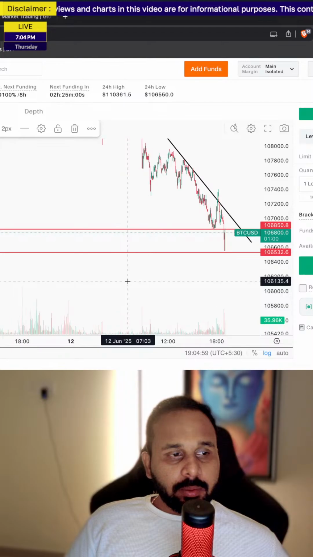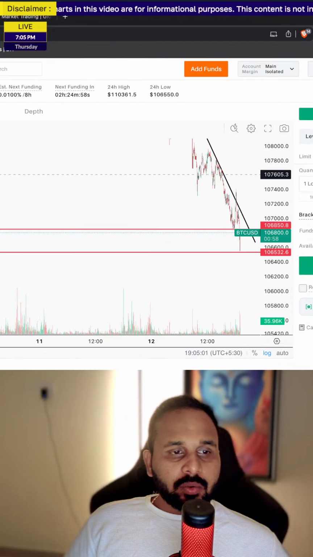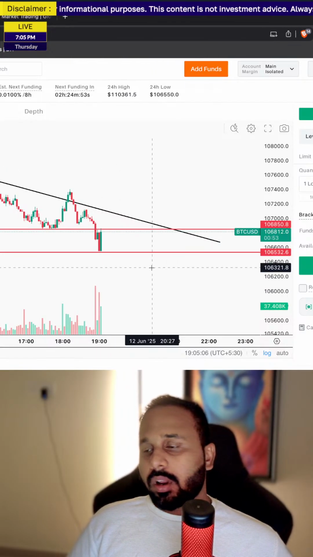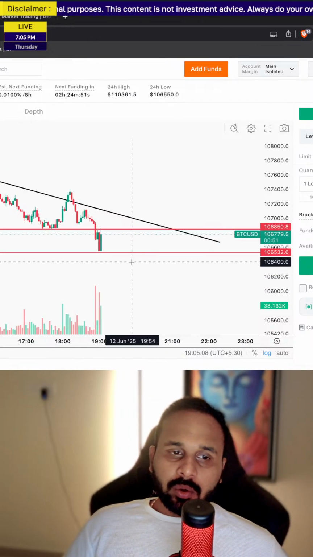We'll mark the zone and keep it. This was the zone. If the market sustains below the zone, then we'll be looking for any bearish trade. Okay.